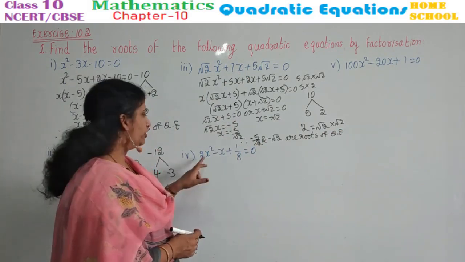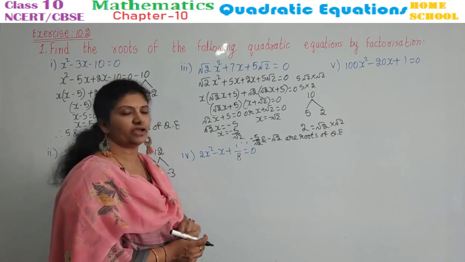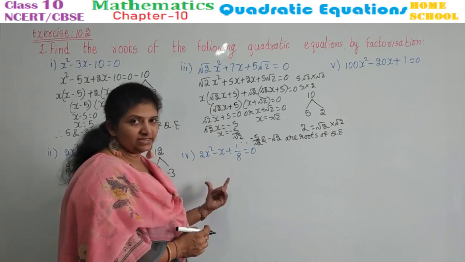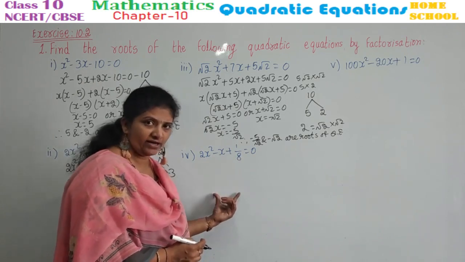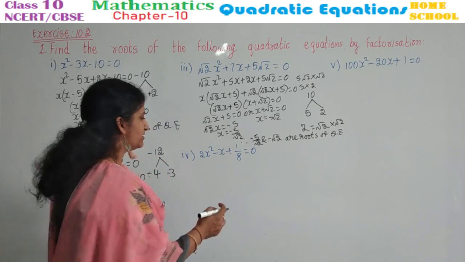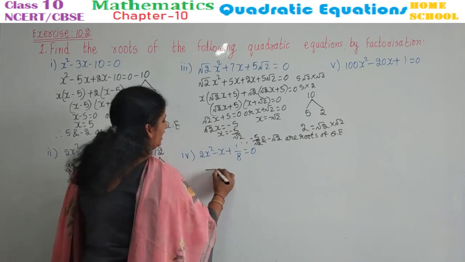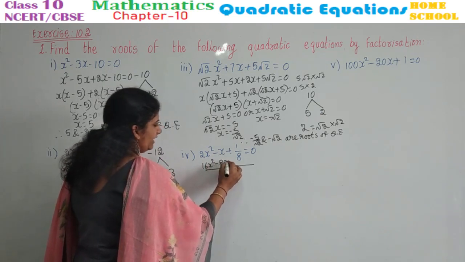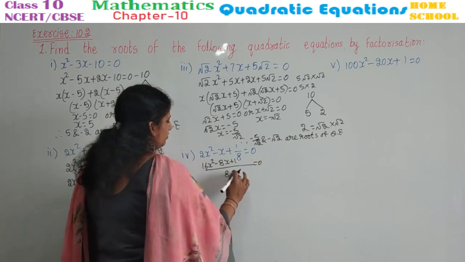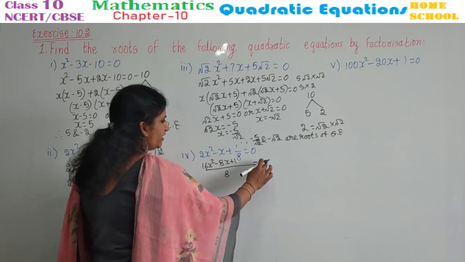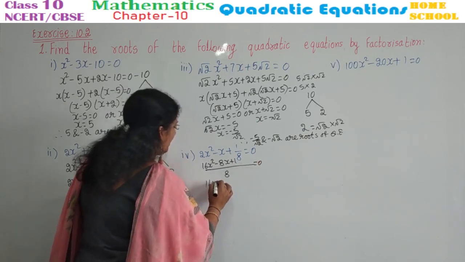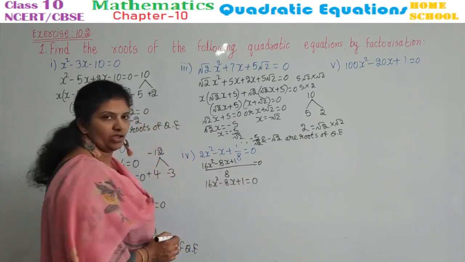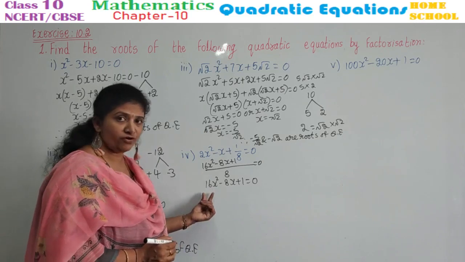Fourth sub question, 2x square minus x plus 1 by 8 equal to 0. How can I do this one? First let me do the LCM and then bring it to the standard form of a quadratic equation. Then I am going to factorize. Do the LCM here, 8. 8 2s are 16x square minus 8x plus 1 equal to 0. Send this 8 to this side, 0 and anything will be 0. That will be 16x square minus 8x plus 1 equal to 0. Okay. Now it is in the standard form.